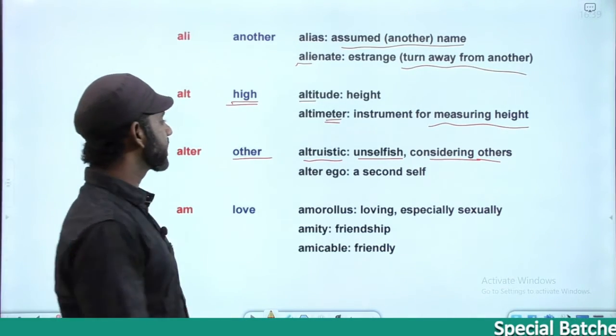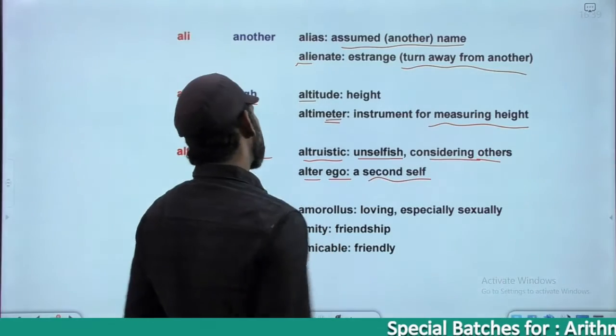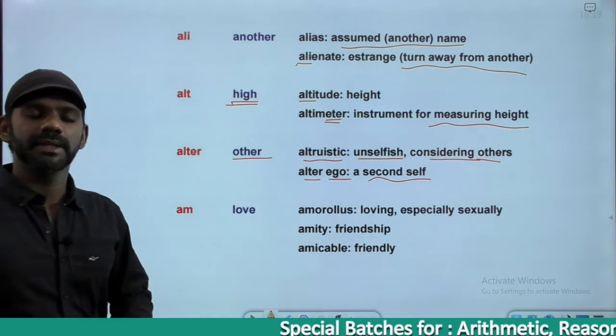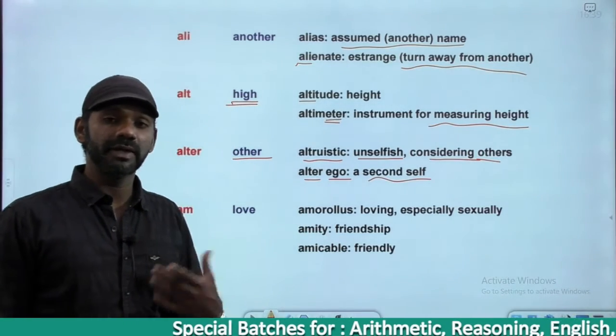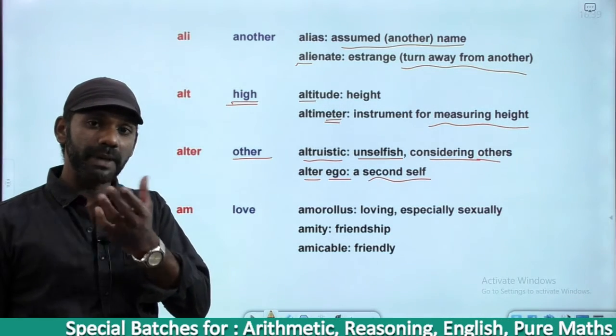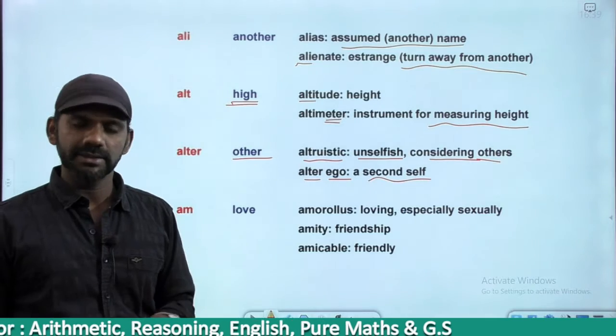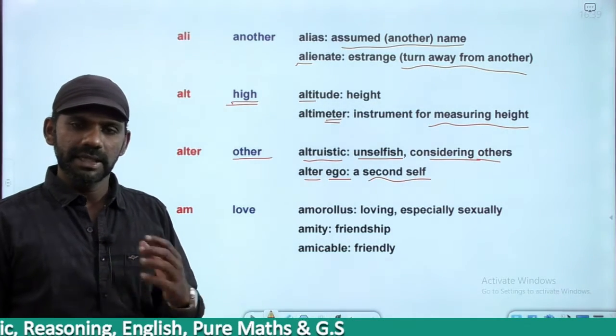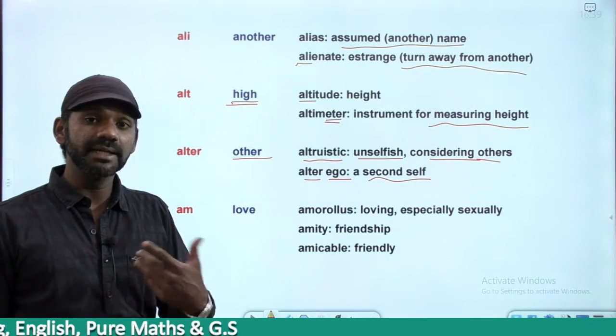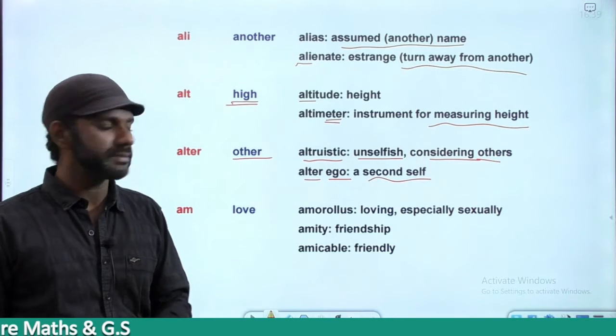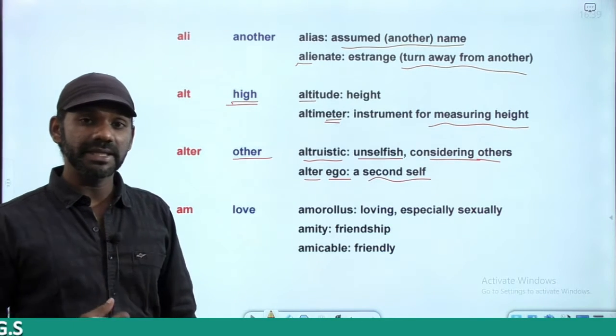Alter ego is a second self. A second self is termed as alter ego. Like writers, they have an alter ego. When they go for a pen name kind of thing, when they go for a work of art, prose, poetry, drama and all, they go for it under another name, the alter ego. So ALTER means other.